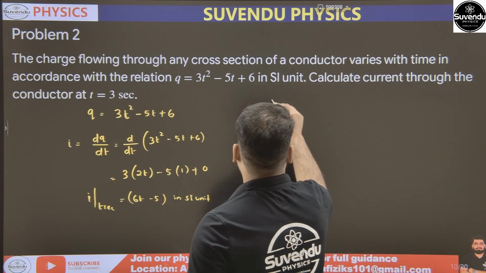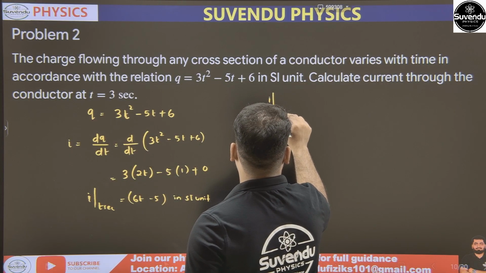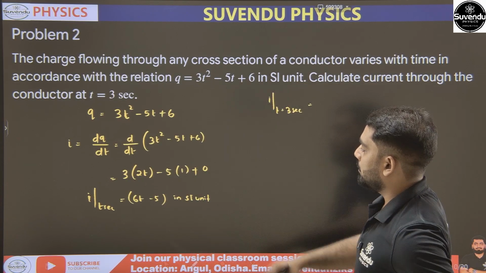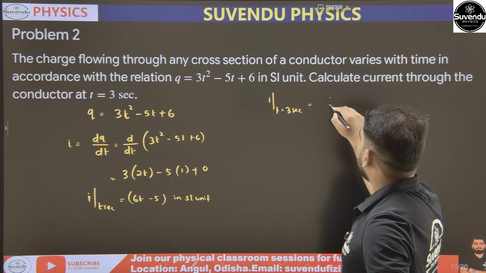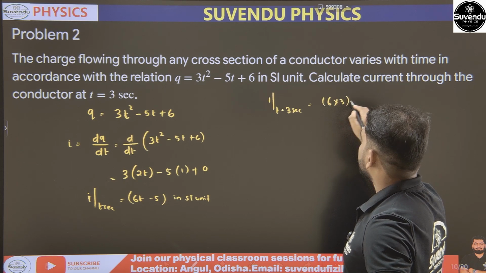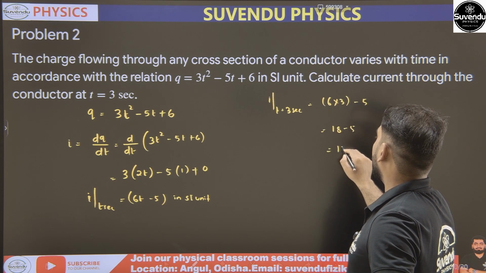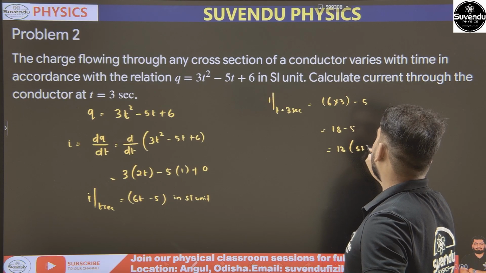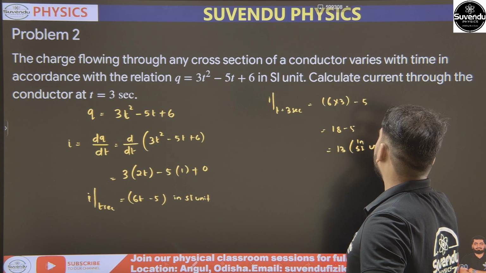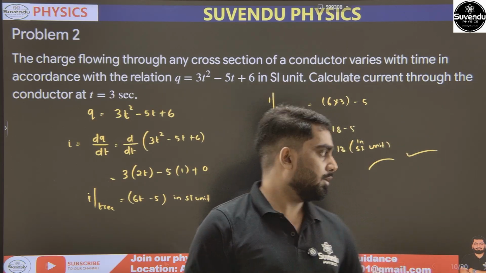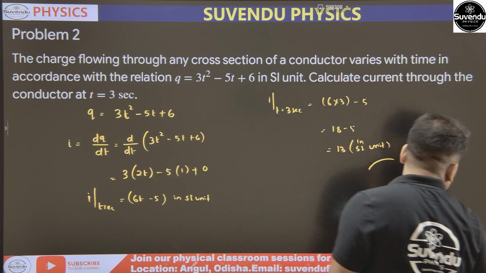So now what do I have to do? Current at t equal to 3 seconds. Instead of t in that expression, you put the value 3. So 6 into 3 minus 5, so 18 minus 5, that is 13 in SI unit. Ready? This is the value of current at t equal to 3 seconds. Now you solve one more question.